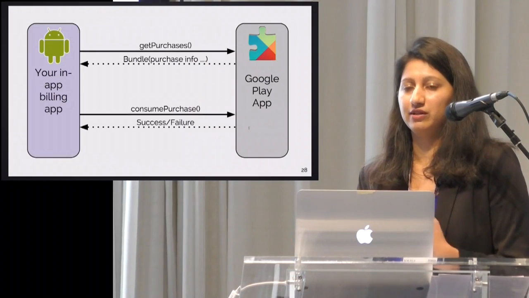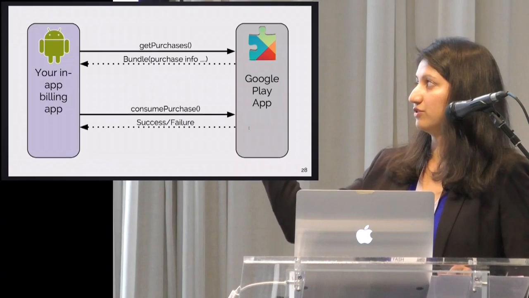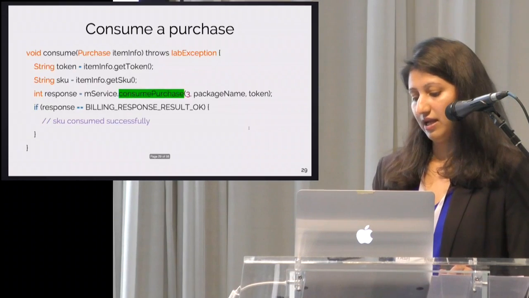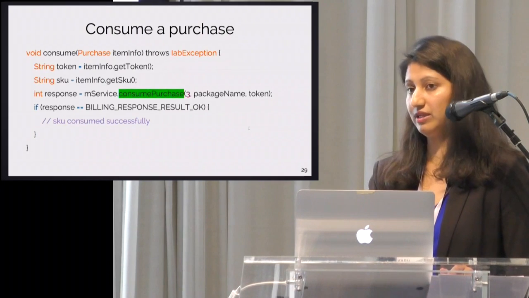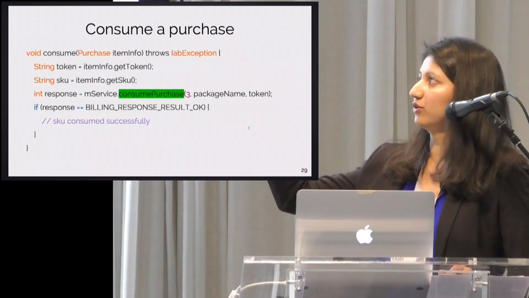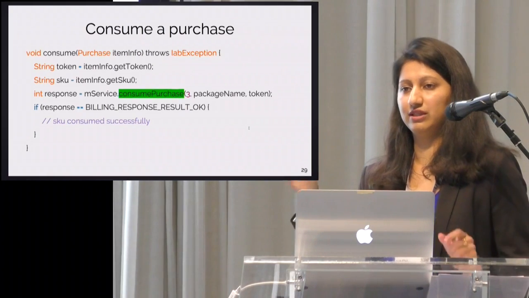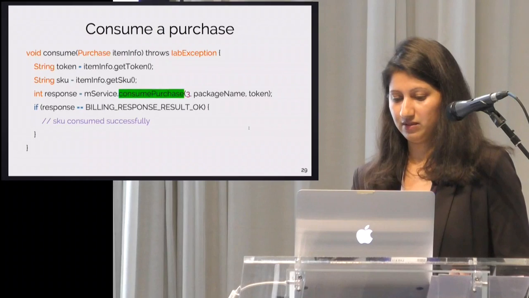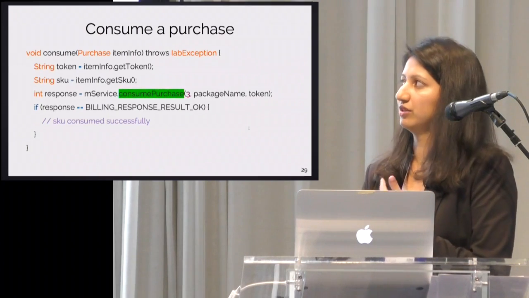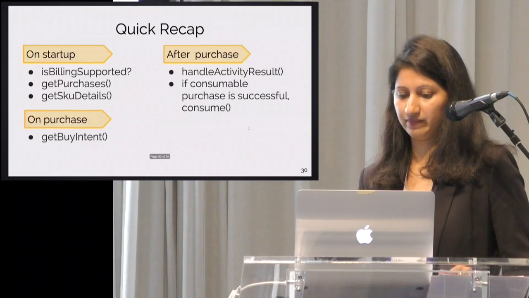What do you do if you want to use a consumable product? For that case, you use the consume purchase call. And for consume purchase, you pass in version 3, package name, and the token. The token is something that you get from the purchase data. It's a purchase token that uniquely identifies a given product and a user. So using this, you can make sure that the purchase is consumed successfully multiple times.